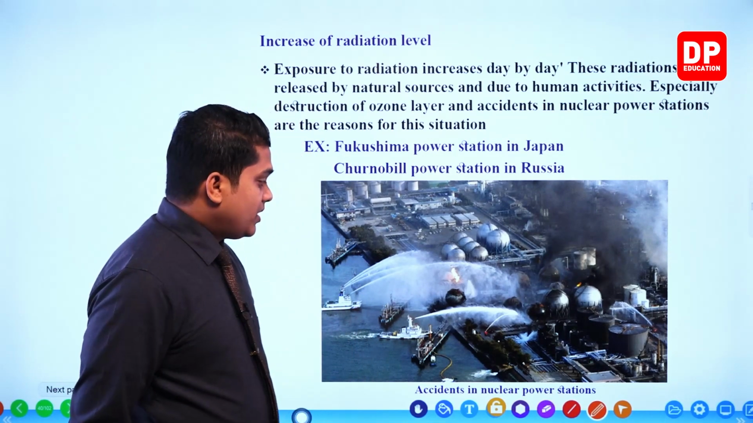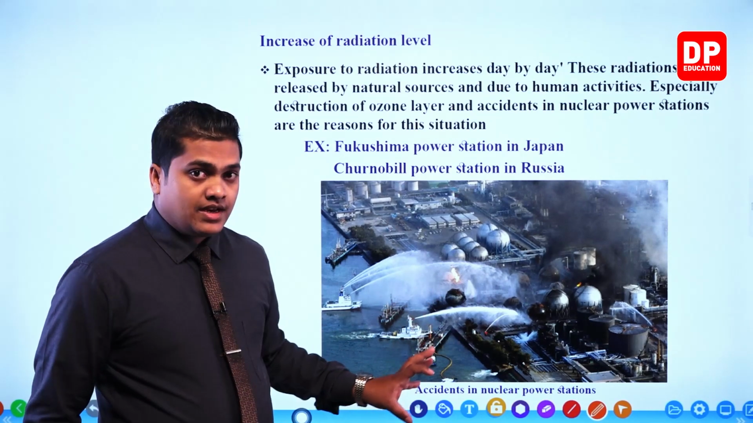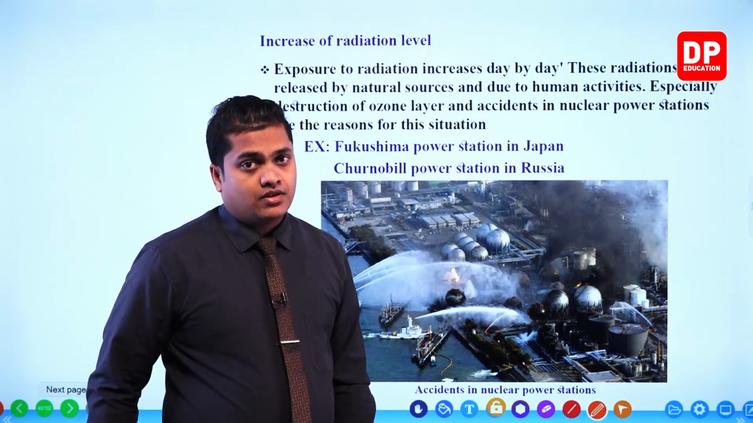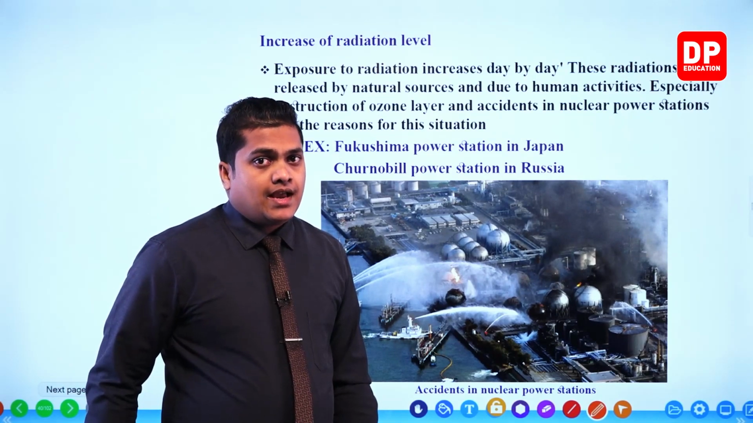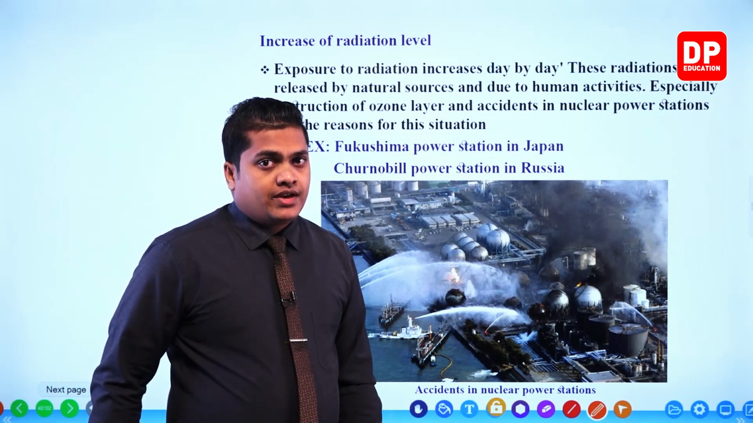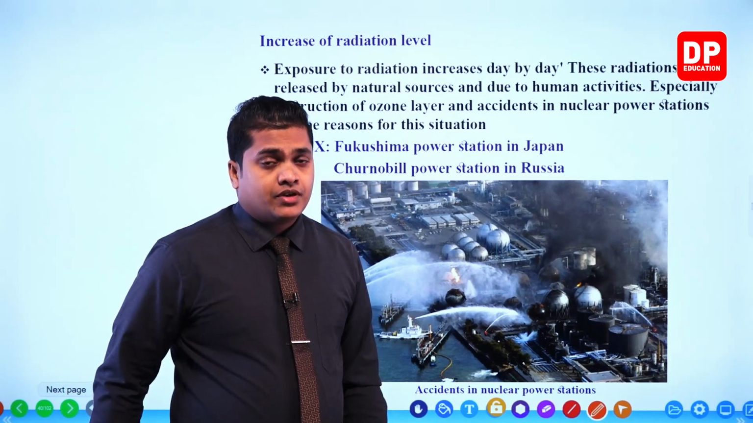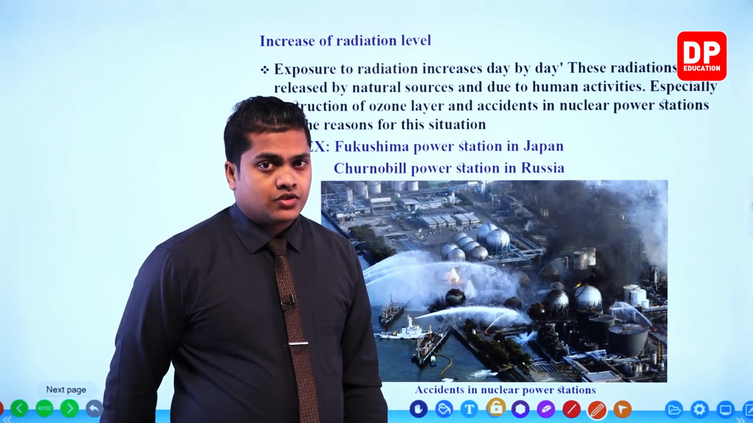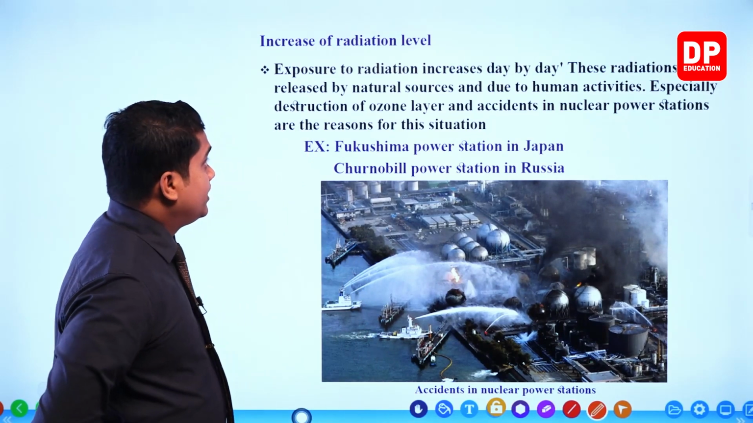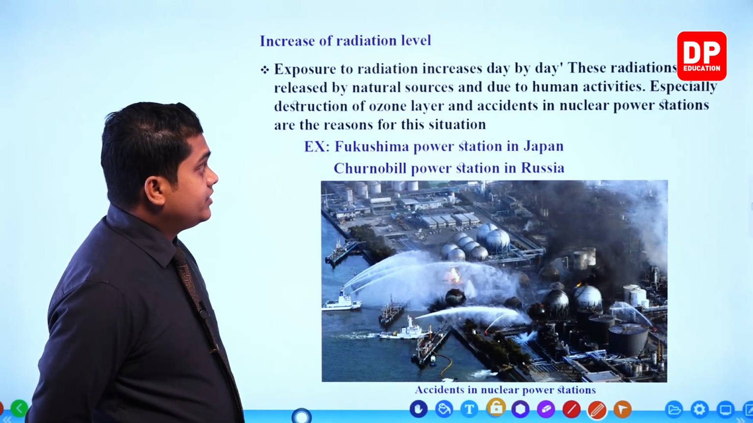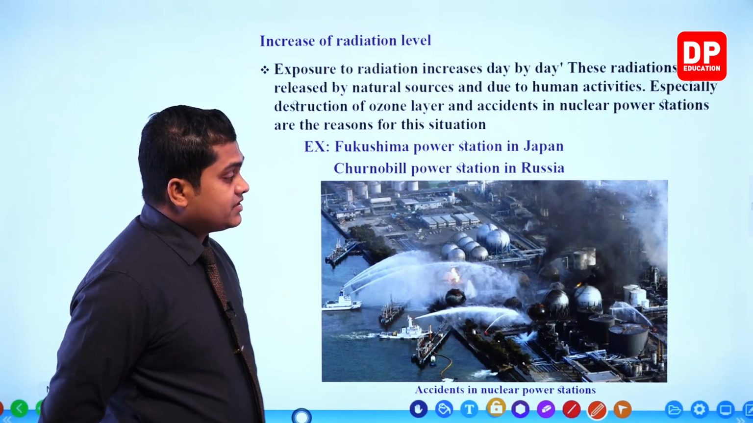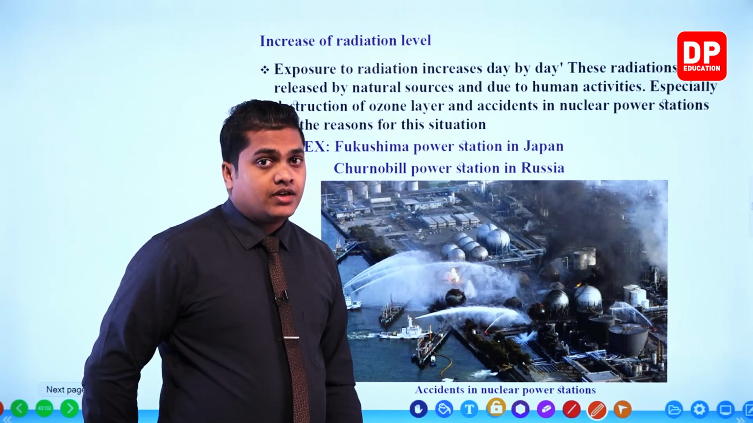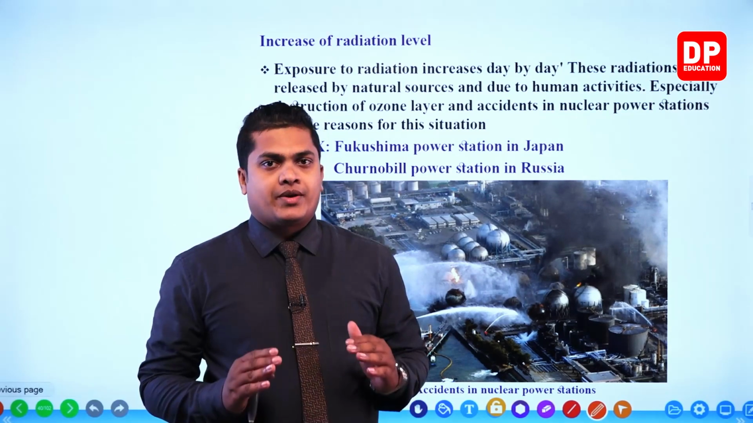So the people who are going to work in these areas will definitely die because of this radiation effect, right? Their cells are going to mutate and finally they will suffer and die. So a terrible situation will definitely occur if radiation is exposed to the environment. So this is the increase of radiation level. Accidents that can occur within power plants contribute to this. Okay, right, my dear children.